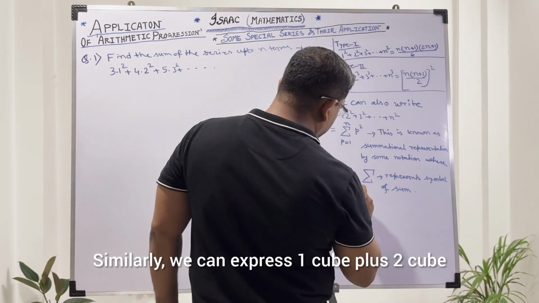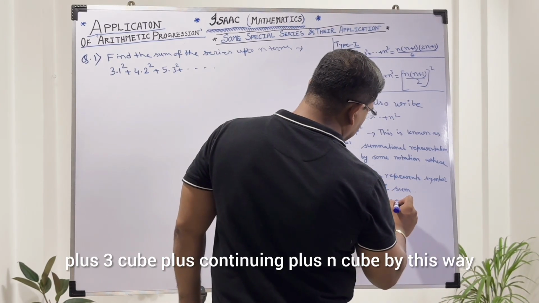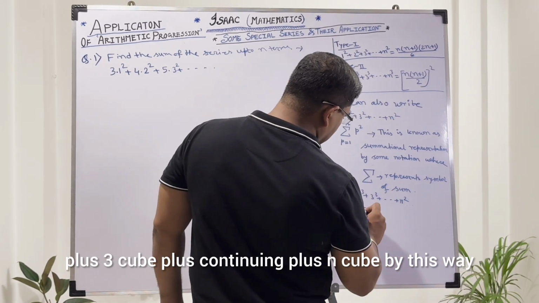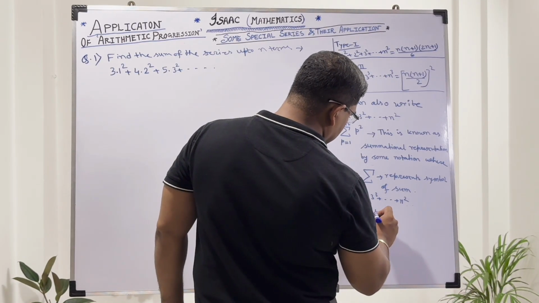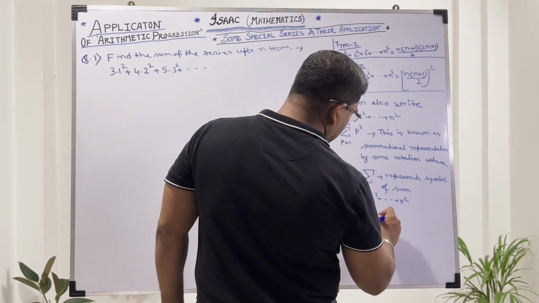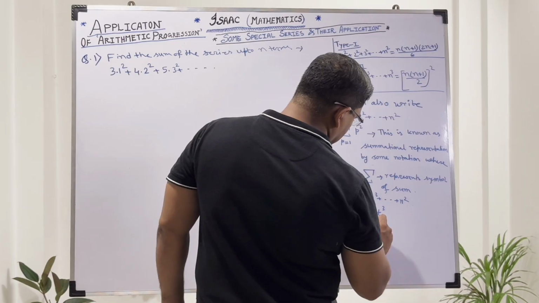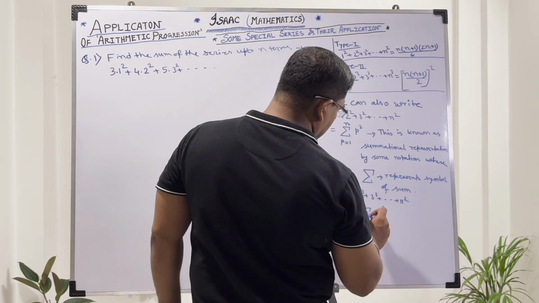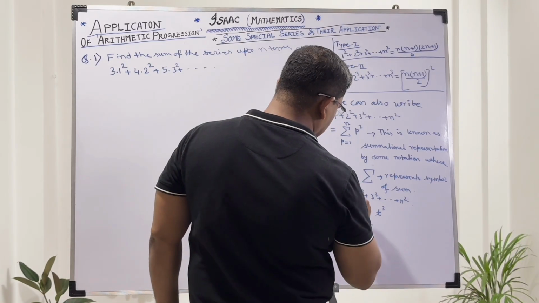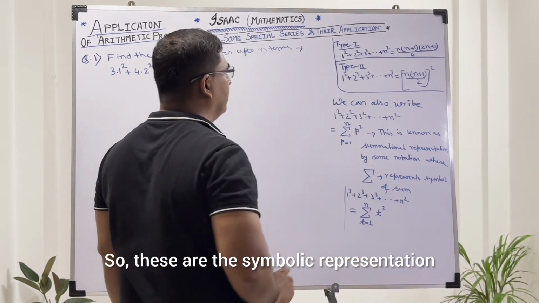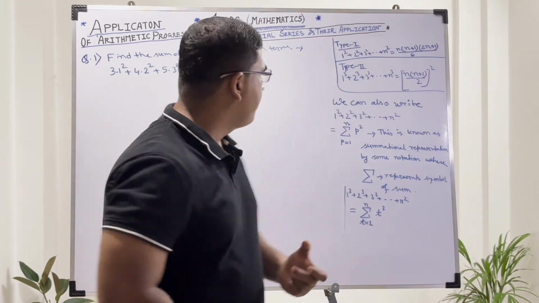Similarly, we can express 1 cube plus 2 cube plus 3 cube plus continuing up to n cube this way. Summation of t cube, where t is a variable whose value starts from 1 and continues up to n. Okay. So these are the symbolic representation, or we can say the shorter representation of sum.